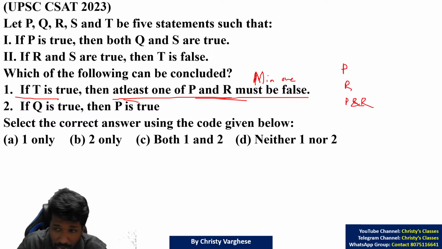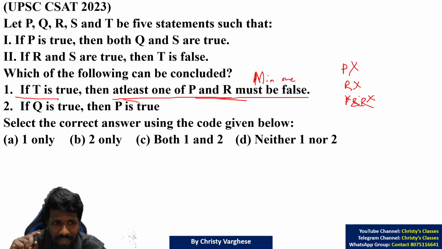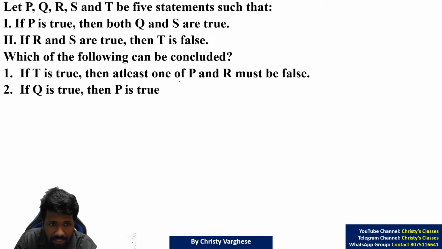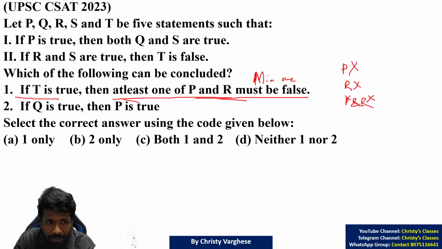P only or R only or both P and R must be false. P false, R false, P and R both false. These are the 3 cases that can happen. That means we have to prove that any of these 3 cases only will happen. Let us see. The contrapositive idea we discussed in statement related problems will help you here.